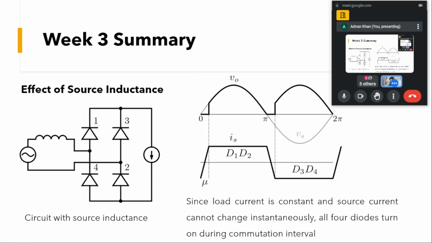So due to this source inductance, there is some portion where the output voltage becomes 0. Instead of having a full wave, there are now portions where there is no voltage, and because of that our average output voltage will somewhat decrease.